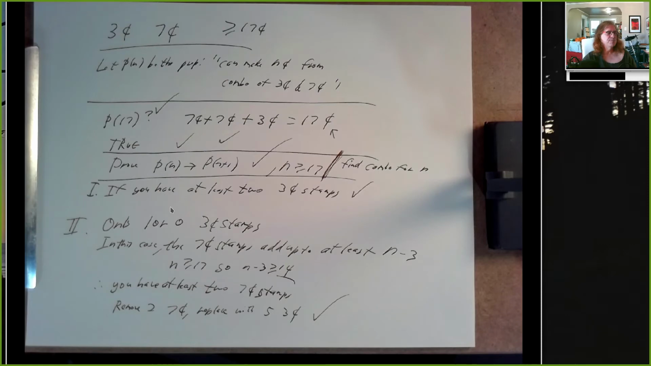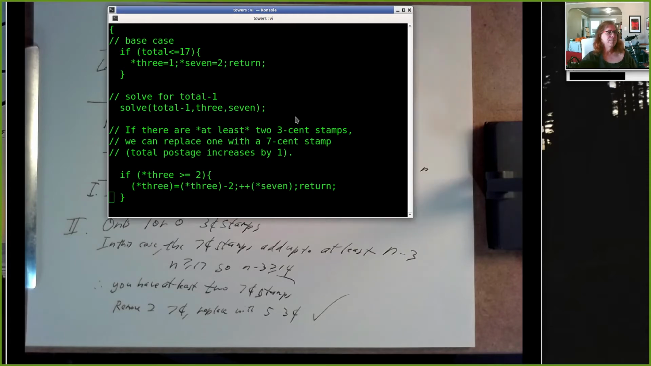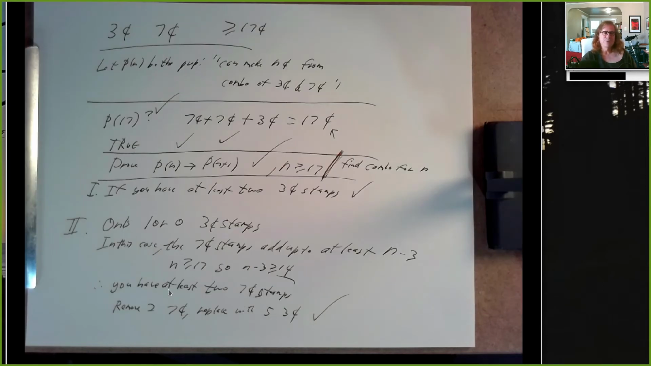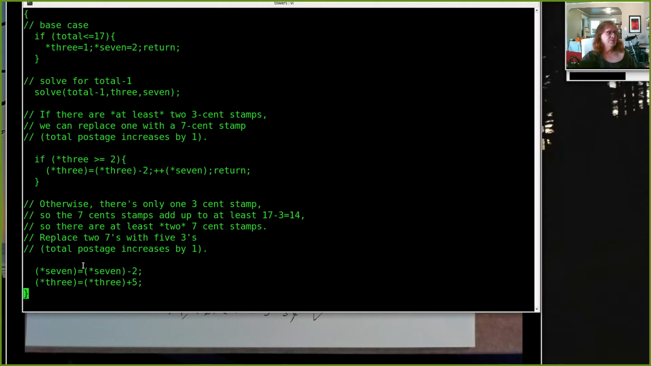What we were doing here, right? If you have at least 2 3-cent stamps, we're going to remove those 2 and add a 7. So at least 2 3-cent stamps, take off 2 of the 3s, replace it with a 7. Otherwise, if you don't have at least 2 3-cent stamps, you know you have at least 2 7s, take off the 2 7s, replace it with 5 3s. So take off 2 7s, add 5 3s. And that's our whole solve function.